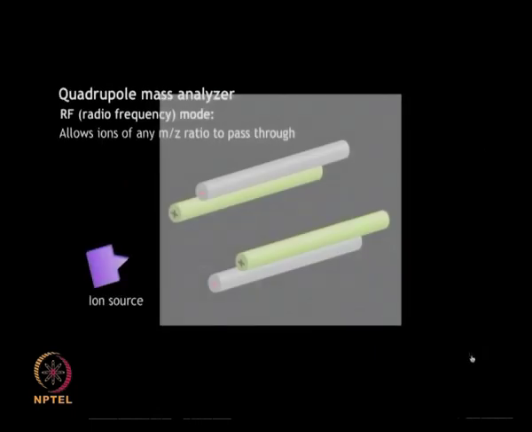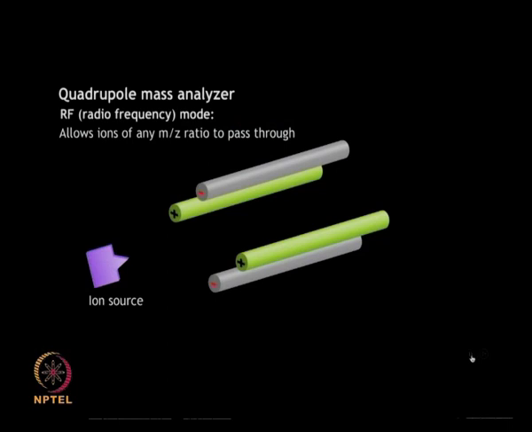Quadrupole mass analyzers. They use oscillating electrical fields to selectively stabilize or destabilize the paths of ions through a radio frequency or RF quadrupole field. The RF mode allows ions of any m by z ratio to pass through.